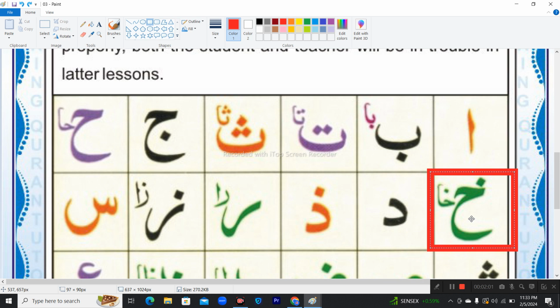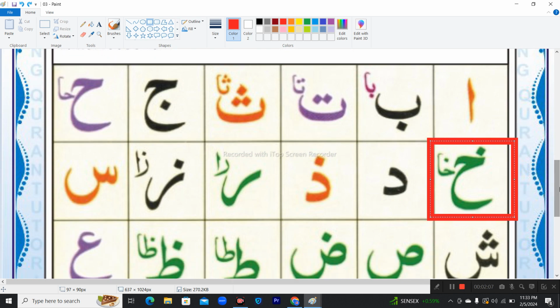Look, Kha, what color is Kha? Kha is a green color, and green color letters, anywhere, we read with a heavy sound, because green color letters are bold letters, harufe mustaliya letters. So this one is Kha, and Kha has one dot on the top.